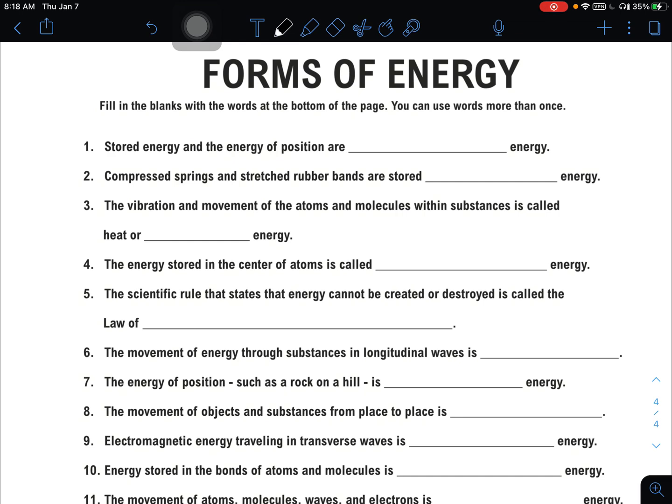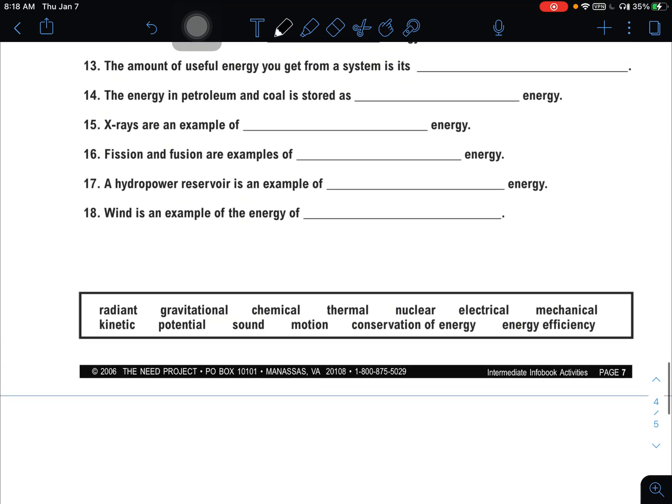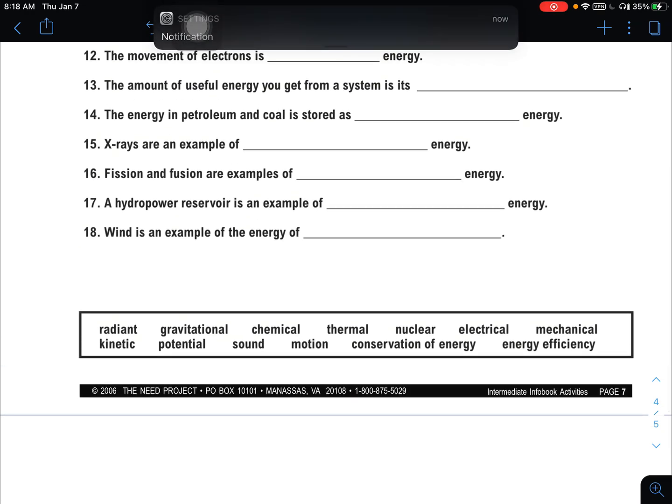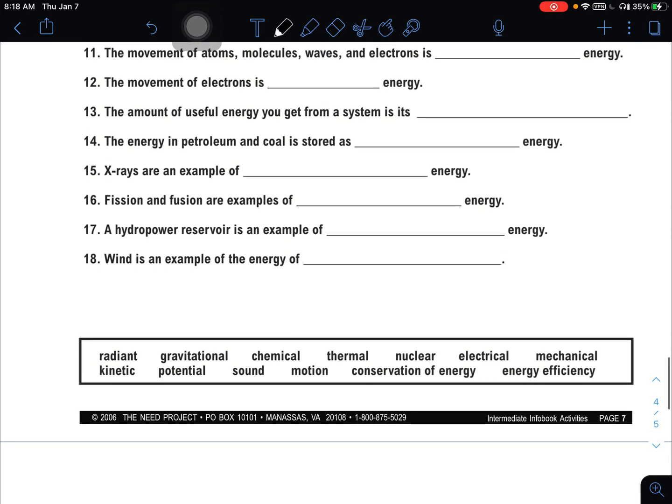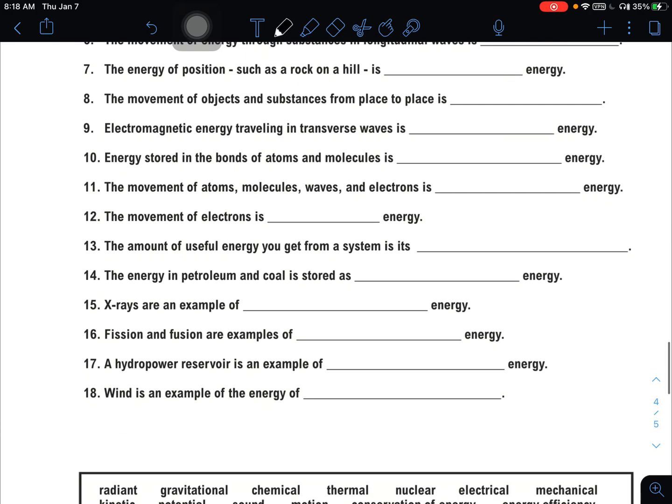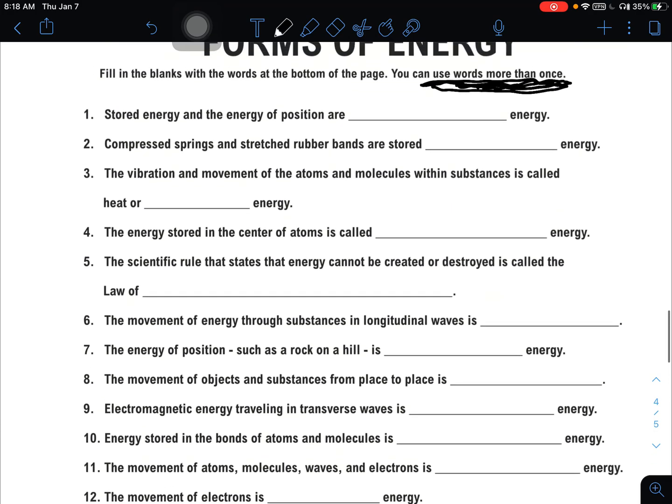It's a fill in the blank. It says you can use the words more than once, so let that sink in there. You can use the words more than once if you have to. And here's your word bank down here. When you get done with that, I'm going to have you submit that to an assignment in Schoology that'll be graded. So please get that done.